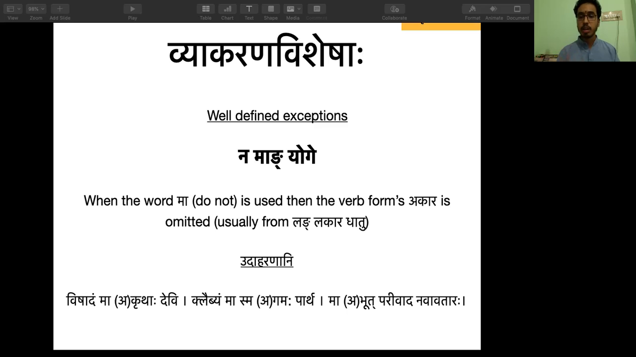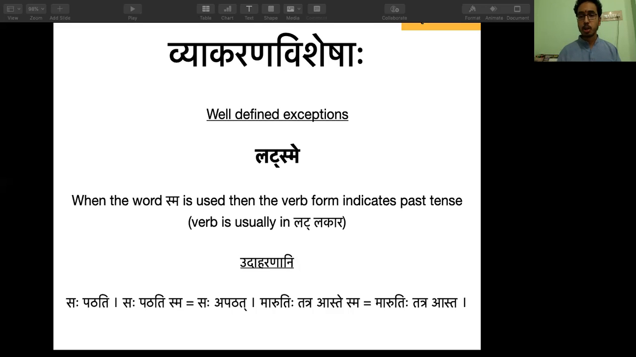So always remember, you have to mention the Panini Sutra, explain the Panini Sutra, and explain the example given. For example, if they have given you ma vishadam kritha devi as their question, then write namang yoge, explain this in the sentences given as I've given, and tell in this sentence, akrithaha is the actual kriyapada, but since ma has been used in this sentence, a has been omitted, and the final sentence has become ma vishadam krithaha devi.